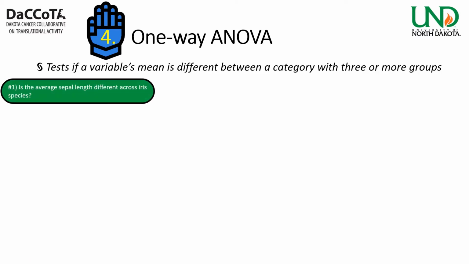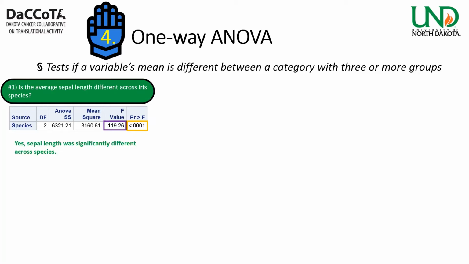So let's look at the classic iris dataset. Is the average sepal length different across species of iris? So now we're going to have a little more data here. The main thing is that there's still an F value and a P value. And if it's significant, we'll have to follow that up by looking at which groups are different. So we know that they're significantly different because this was significant.